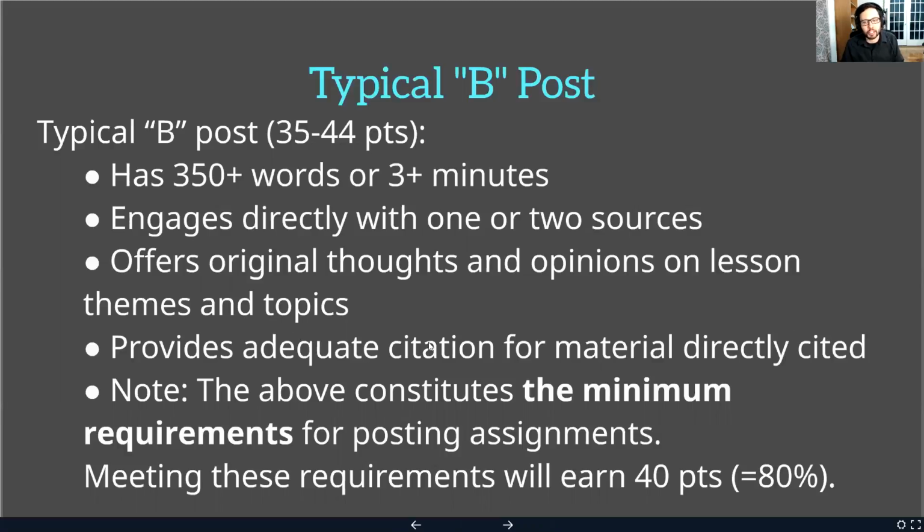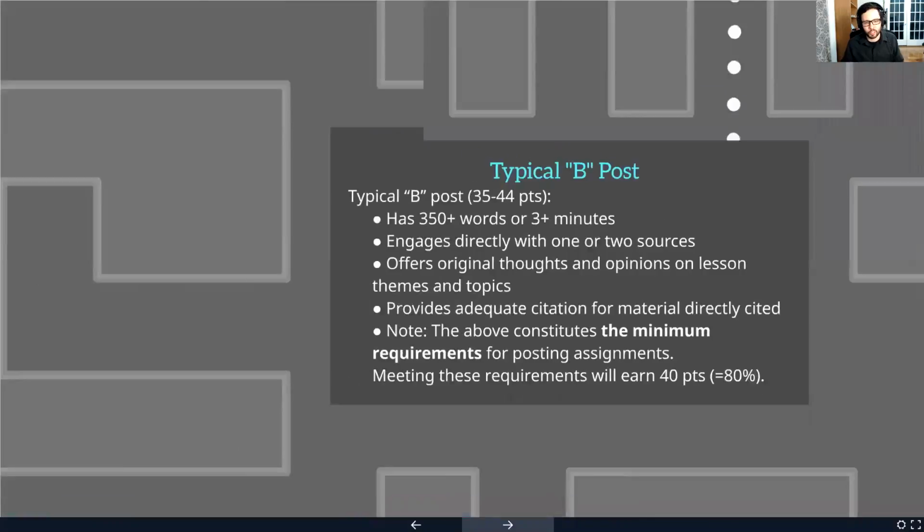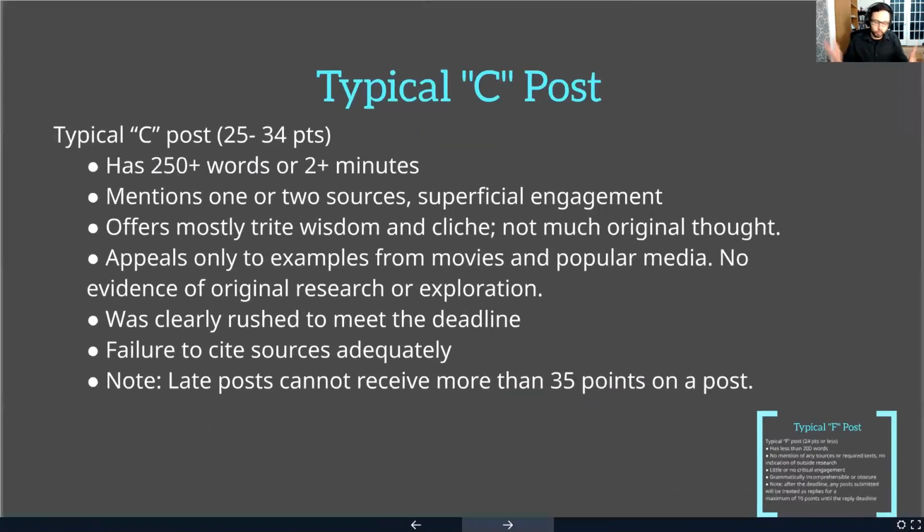And then you're providing citations for all that work. This is the minimum requirements for posting on the assignment, right? So this is the default grade. Meeting these minimum requirements gives you the default grade of 40%, 40 points, 80%. C-level work is below this. So 35 points, to remember, is what you get if it's late work. Anything below that is going to be C-level work.